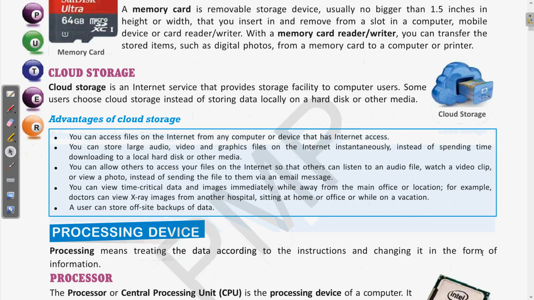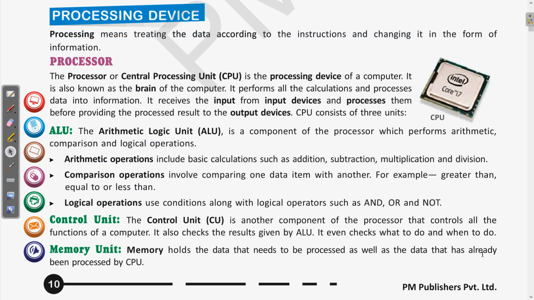Now there was some topic which was remaining in this chapter. Let us see. We were discussing the processing device. So as we have seen, what is processing? The process of changing the input to a meaningful output, for providing us the information which we need. So this process is called processing. Processing means treating the data according to the instructions and changing it into the form of information. Here also you can see the input is transformed into information.